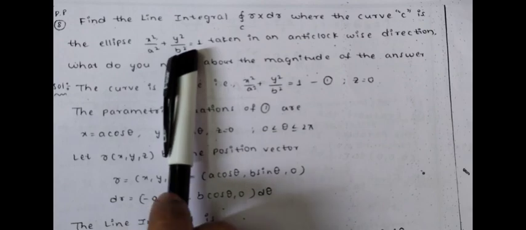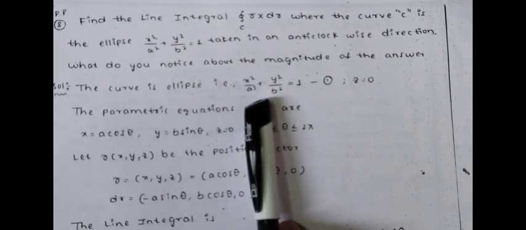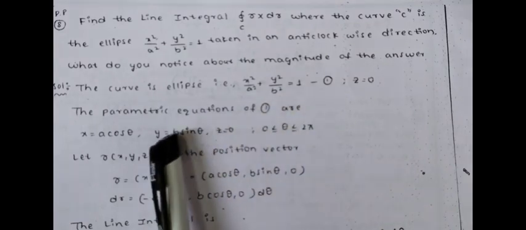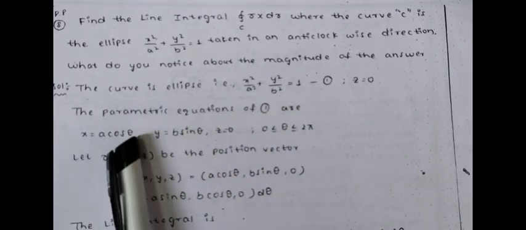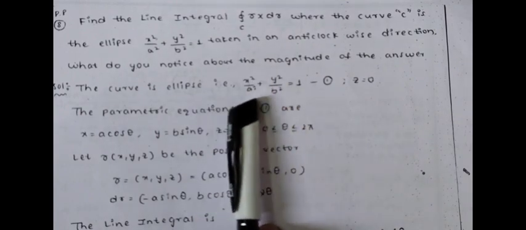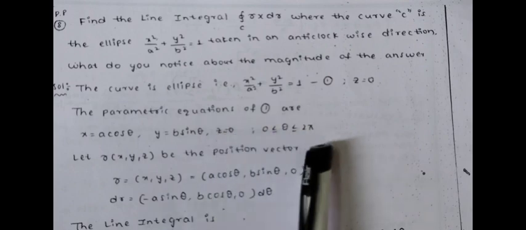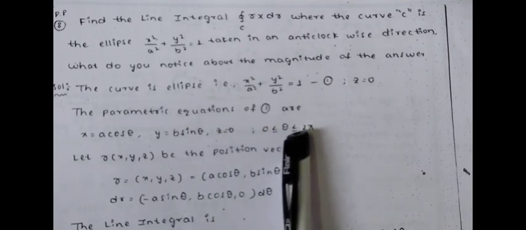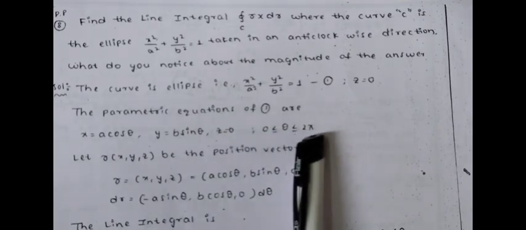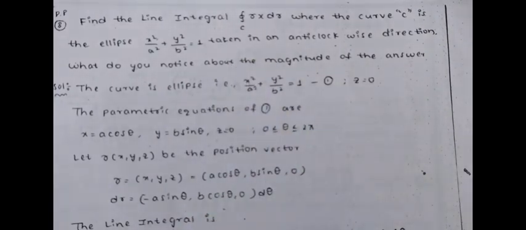First of all, we should find the line integral for the given curve. The curve here is an ellipse. For the ellipse, what are the parametric equations? x equals a cos theta, y equals b sin theta, and since it is only in terms of x and y, it is in the xy plane, that is z equals 0 here. And obviously we know that theta lies between 0 and 2 pi. That's why we are converting in terms of theta, because no limits are given.